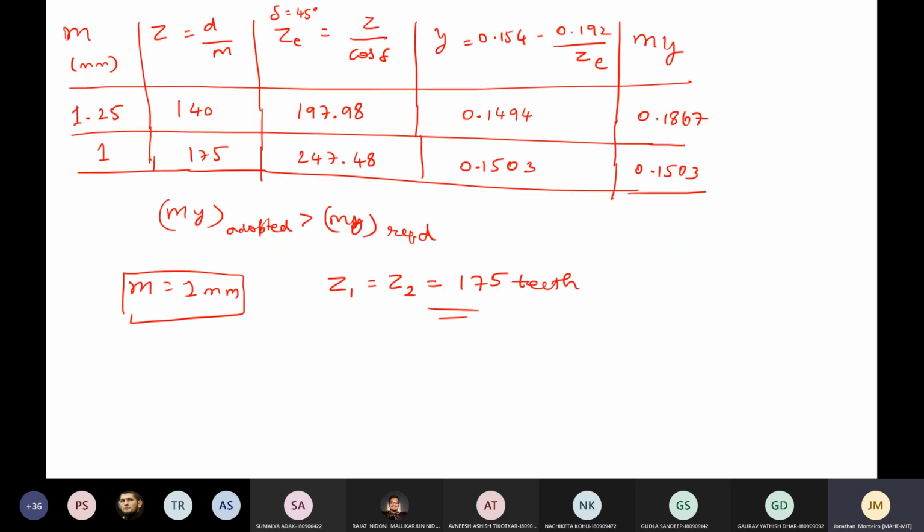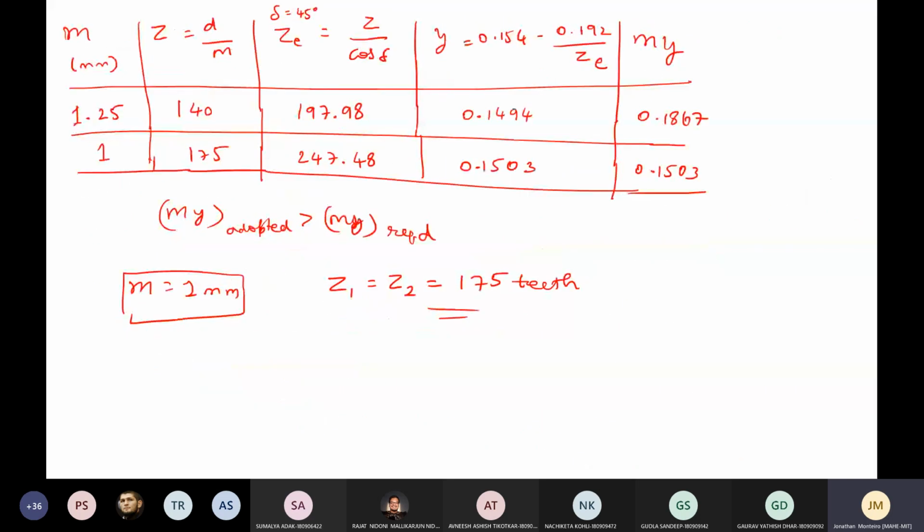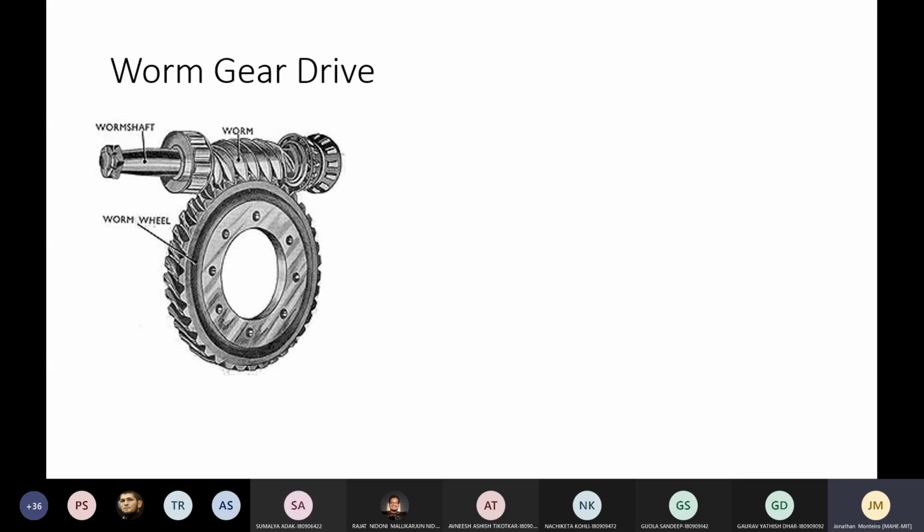Okay, so I think we can wind up with the bevel gears over here. The last of the gears that we have to discuss here is the worm gear drive. So let us go with a little bit of discussion today, and if time permits, then we'll start off with a problem. So what is a worm gear drive? What is the idea behind the worm gear drive?